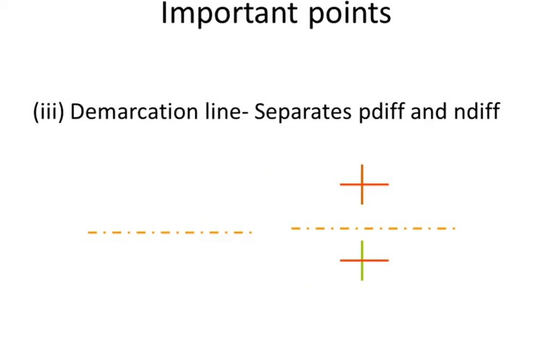The third important point to be noted is the demarcation line. It is used to separate P diffusion and N diffusion in the circuit. That is, it is used to avoid touching of PMOS and NMOS transistors. In this case, the PMOS transistors are aligned on one side of the line and the NMOS transistors are aligned on the other side of the line.